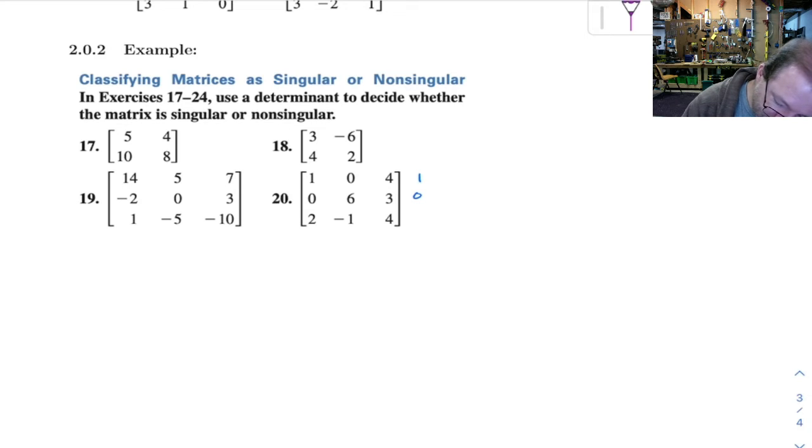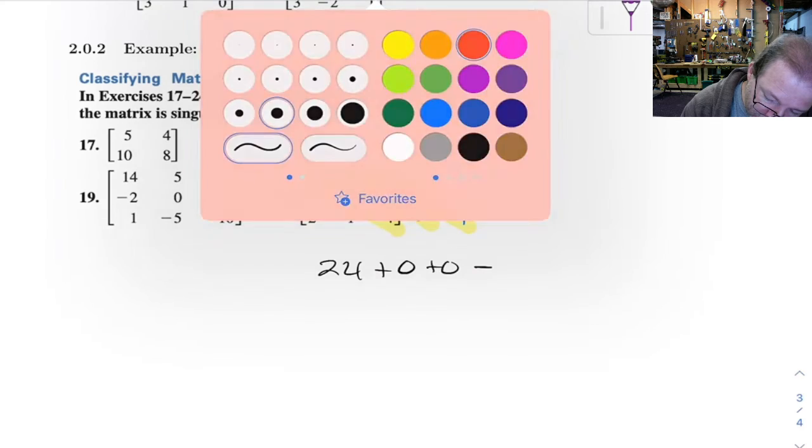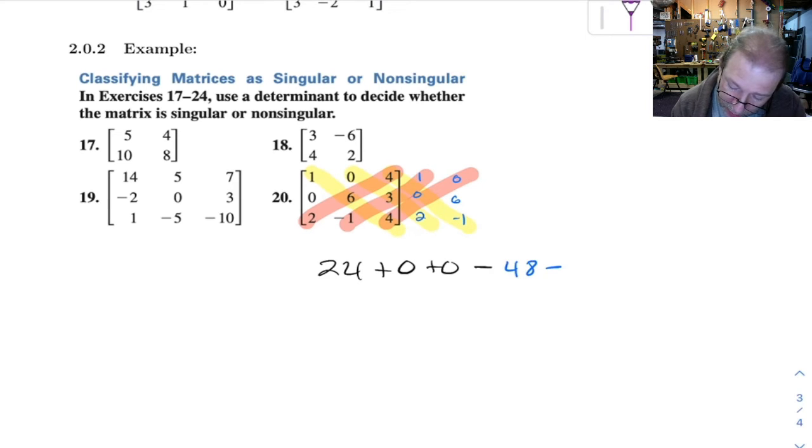I could do this with Octave, but I'm going to do it by hand. When I take this determinant, I get 3 numbers there. What are those? 24 plus 0 plus 0. That's nice. When I do the back diagonals, I get, let's see, 6 times 4 is 24 times 2 is 48. Then I get minus a -3, then minus 0.